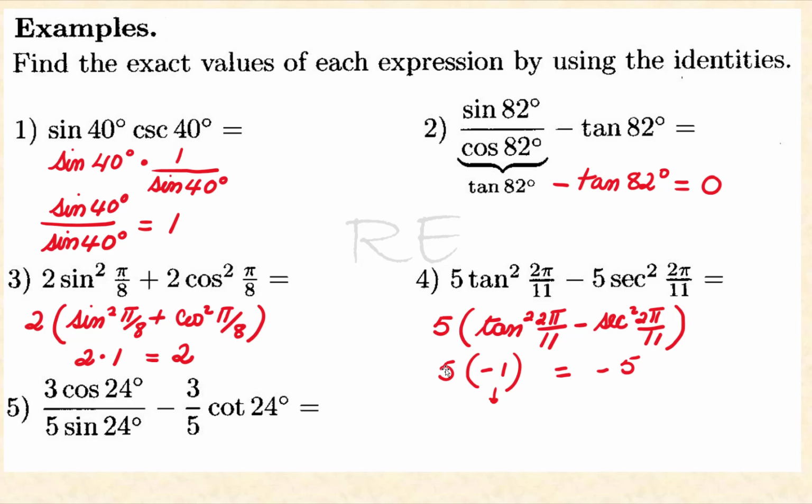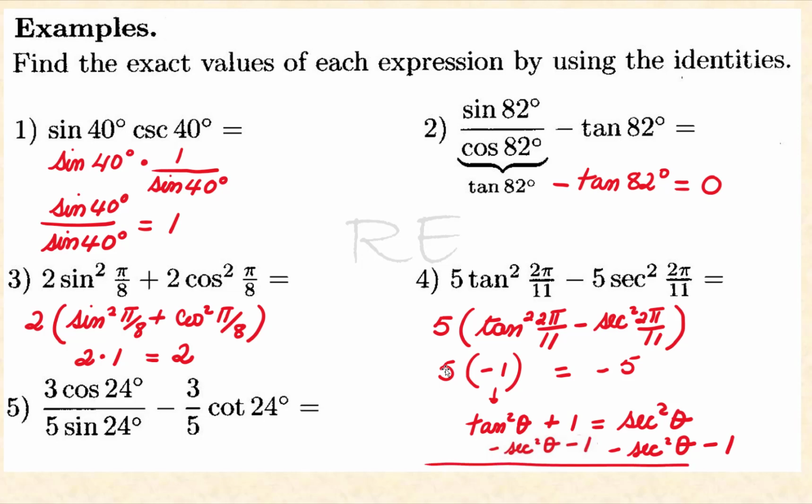Why is it equal to -1? Well, remember, tangent squared plus 1 is equal to secant squared. Pythagorean identity. You take away secant squared theta from both sides, and you move 1 to the other side, you get tangent squared theta minus secant squared theta is equal to -1.